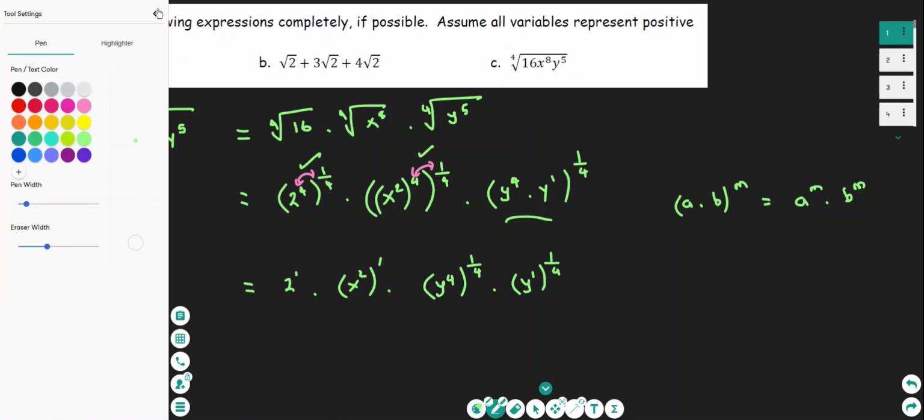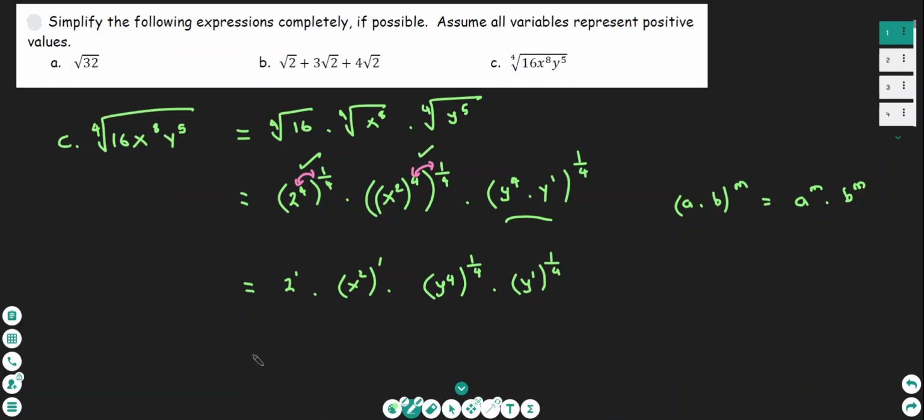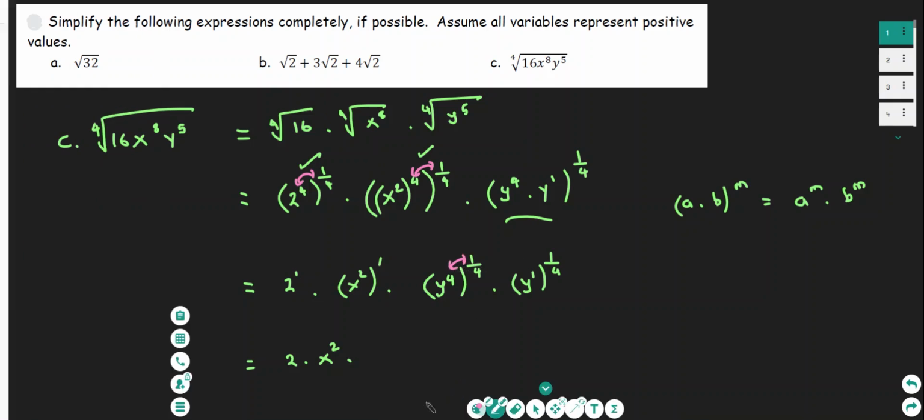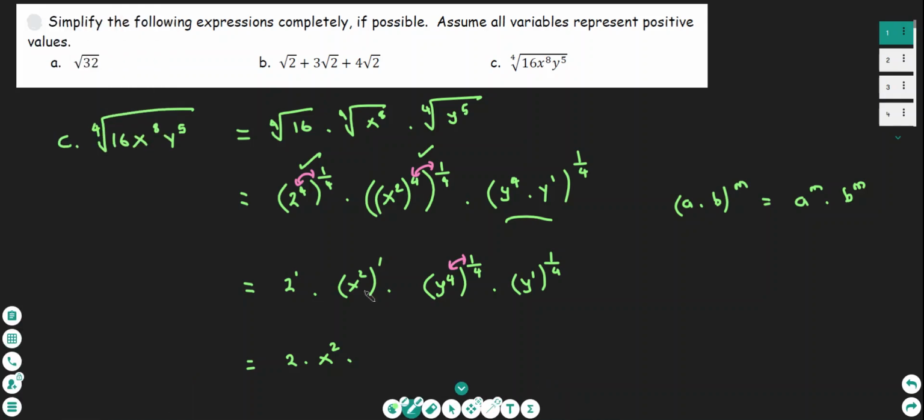Now let's simplify this further. So this is equal to 2 to the power of 1, which is 2, and x squared to the power of 1 is x squared. And here you see that once again we can multiply these two powers. This 1/4 times 4 is equal to 1, so it becomes y to the power of 1. And finally for this one, if we multiply, it's once again going to be y to the power of 1/4. So we can write it as it is.